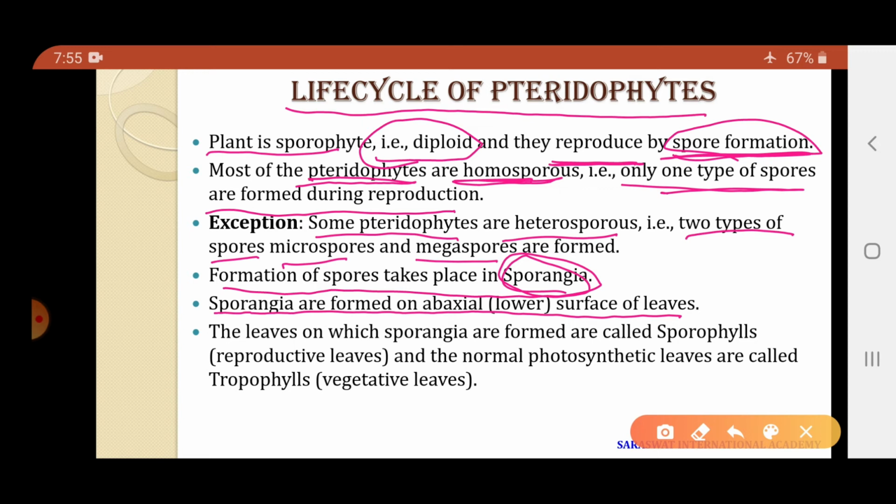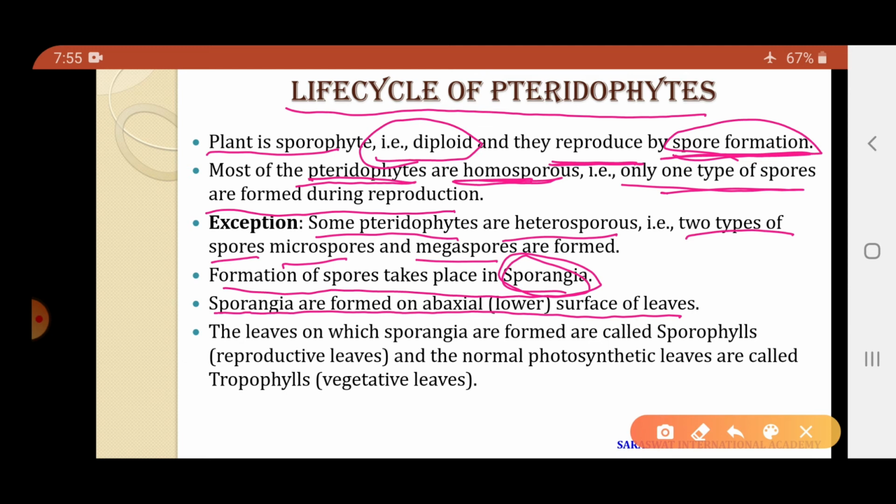One is microspores, and other is megaspores. Now where are spores developed? So spores are developed in the structure called as sporangia. Now ये sporangia कहाँ पे होता है? तो sporangia are present on the abaxial. Abaxial it means lower surface of the leaves.